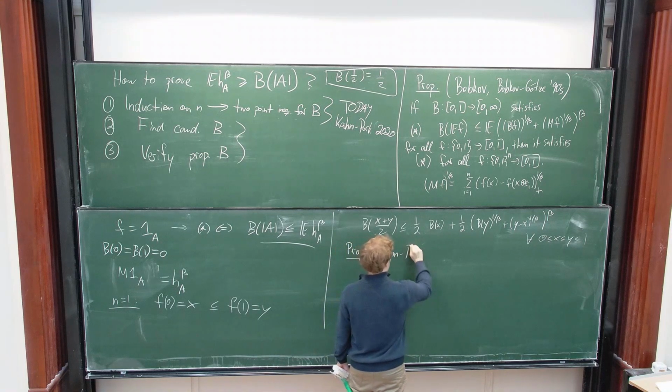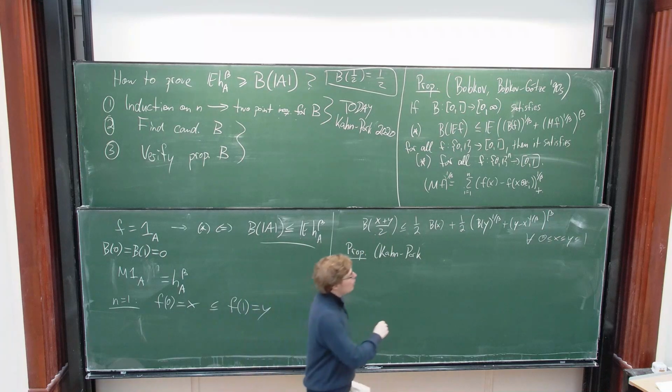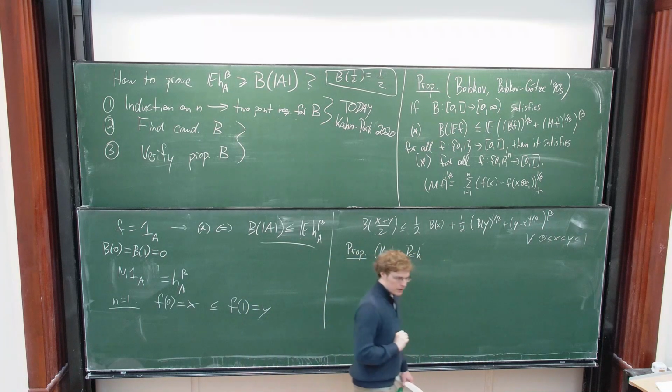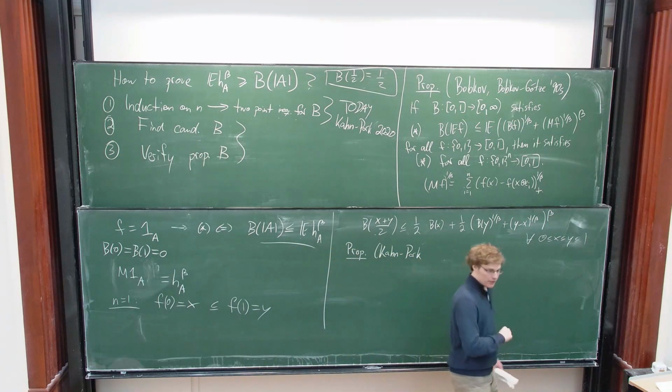Sorry, what is the b of f in the star? B of f on the right-hand side is b of f of x, right? So we're taking expectation over x, and b of f means b of f of x.